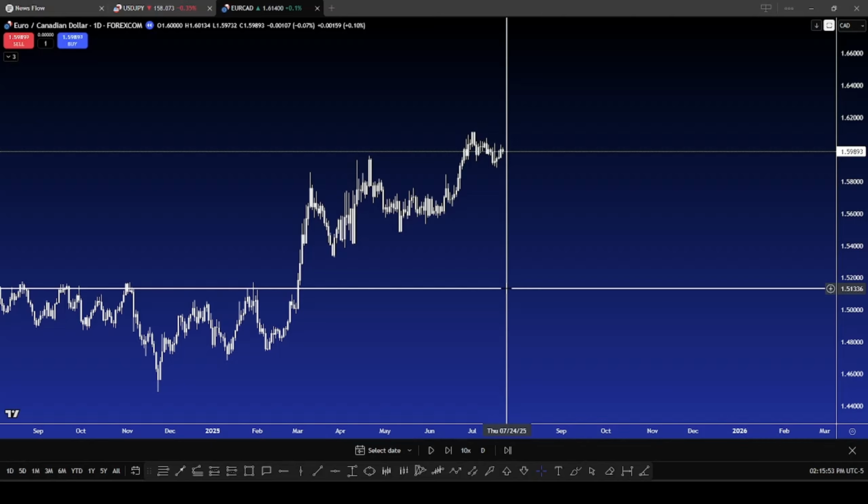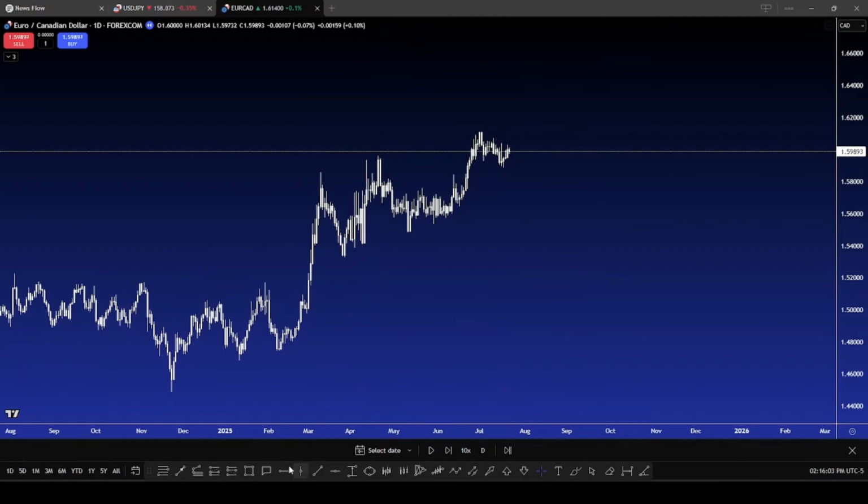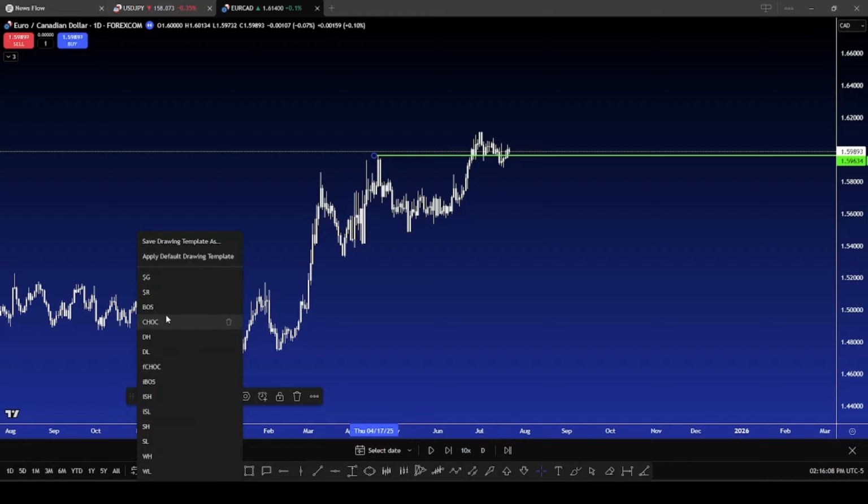But again, if the light bulb didn't come on yet, give me a few minutes. Hold my beer and it's going to come on. So here we go. Off the daily time frame, it looks like we're breaking highs. So I'm looking at that as a break of structure.